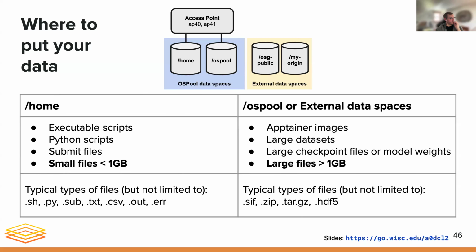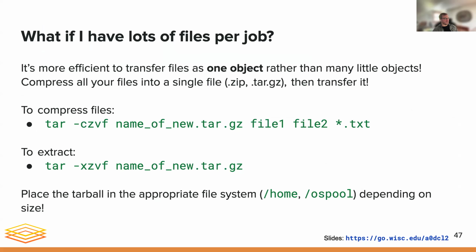Okay. So yeah, here's a nice summary. Things that live in home are your small things. Things that live in OSPool or these external data spaces are the large ones. You can move things back into the OSDF at the end of your job as well. We'll talk about that later. But yeah, small things go in home, big things in slash OSPool. It's kind of the easiest rule of thumb.